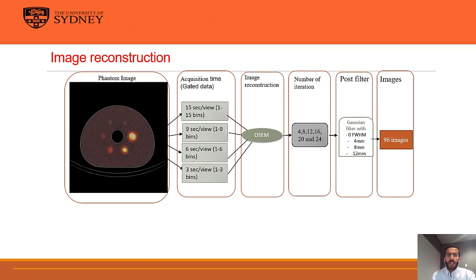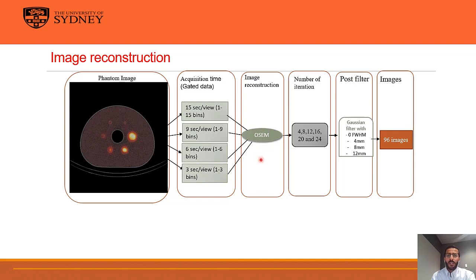The image data was simulated by gating into 15 frames. Using the gated technique means that the patient, or in this experiment, the phantom, didn't receive any additional scanning time. So the gated acquisition image was acquired, and then each gated projection frame of the phantom acquisition was sampled into various frames corresponding to simulated shorter acquisition times. So we can see here summing of frames from 1 to 15 to create 15 seconds per view, and from 1 to 9 to create 9 seconds per view, 1 to 6 to create 6 seconds per view, and also summing 1 to 3 frames to create 3 seconds per view.